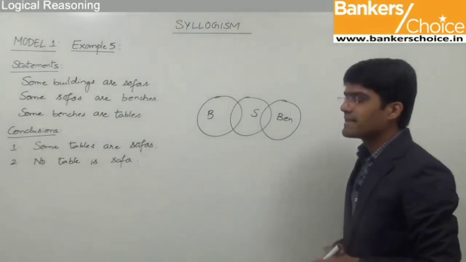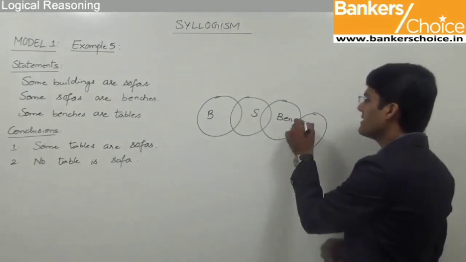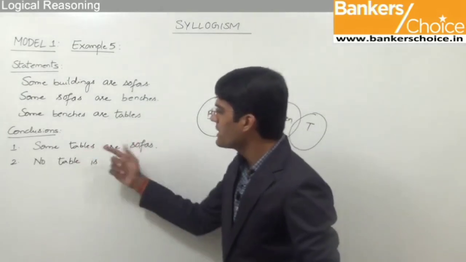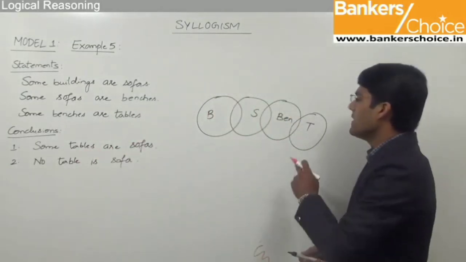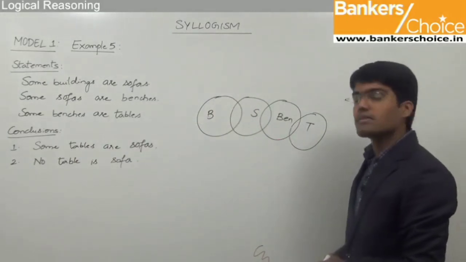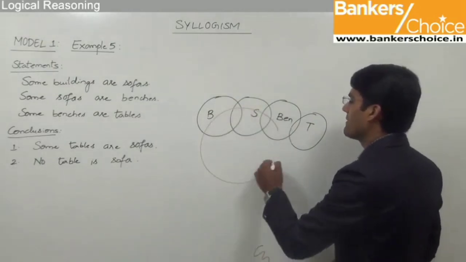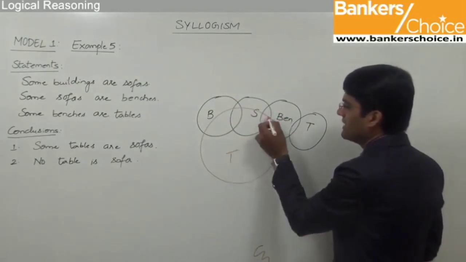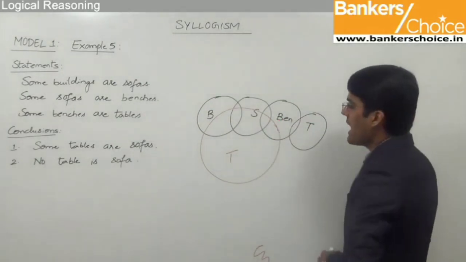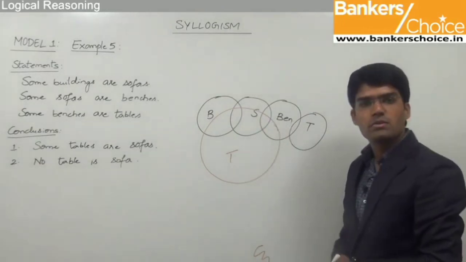And the third statement is some benches are tables. So some of these benches are tables can be taken as shown. So this is the region where some of the benches are tables. As we can see here, the given conclusions are with respect to tables and sofas. So let us understand in what other way can the tables be drawn. The last statement is some benches are tables. So the basic diagram is as shown here, but otherwise tables can be taken in this manner, where some of the benches are tables. So these are the benches which are going to be tables. So as per the basic diagram, this is the region where some of the benches are tables, and as per the other diagram, these are the benches which are tables. Now let us see which of these conclusions are true.